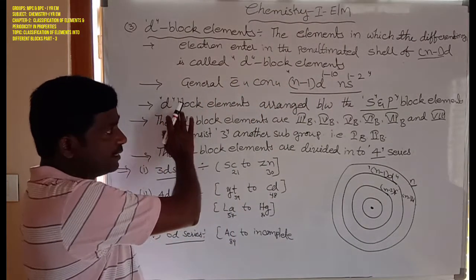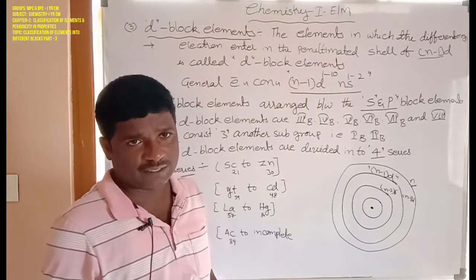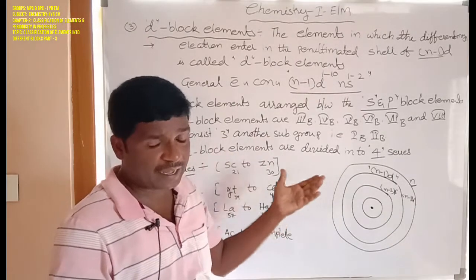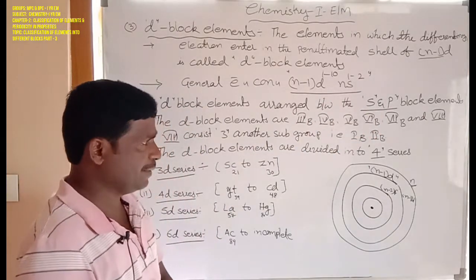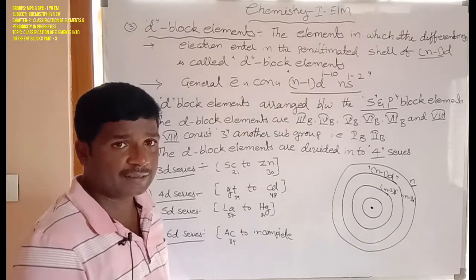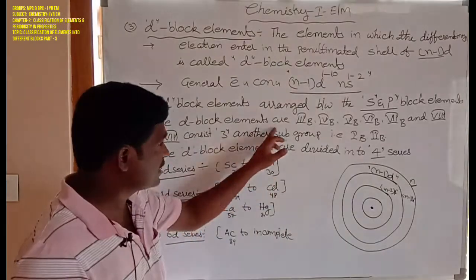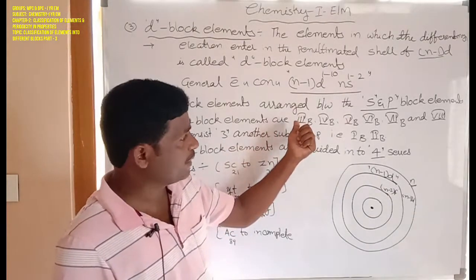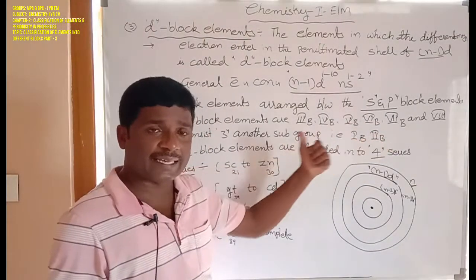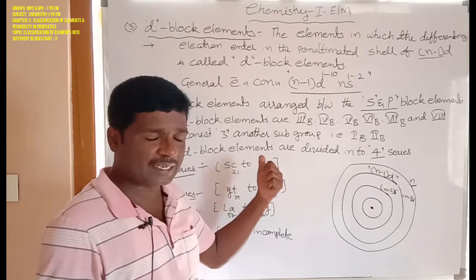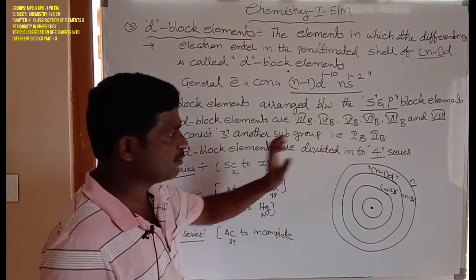Next point, the d block elements are arranged between the s and p block elements in the modern periodic table. The A series is also called the p block elements, and the B series is also called the d block elements: third B, fourth B, fifth B, sixth B, seventh B and eighth. The eighth group consists of 3 subgroups, along with first B and second B.